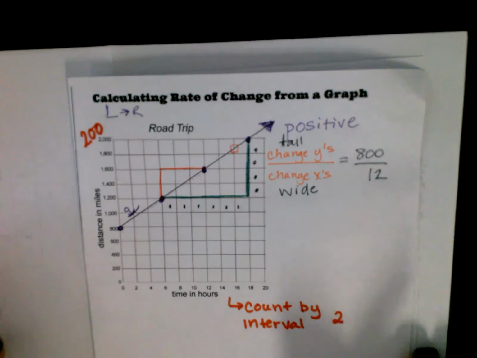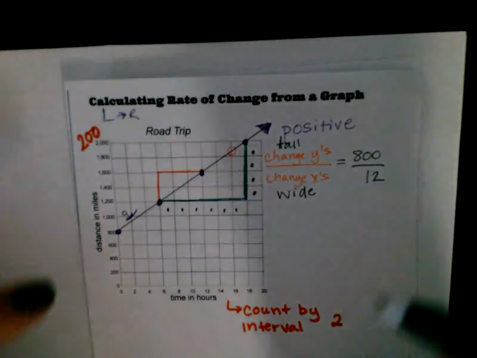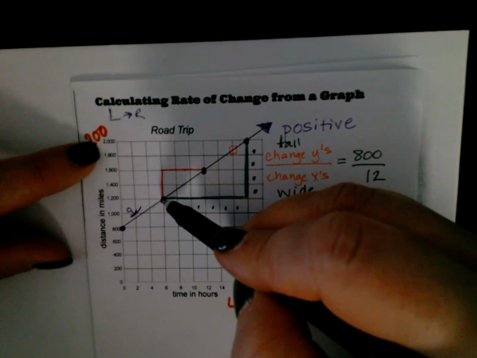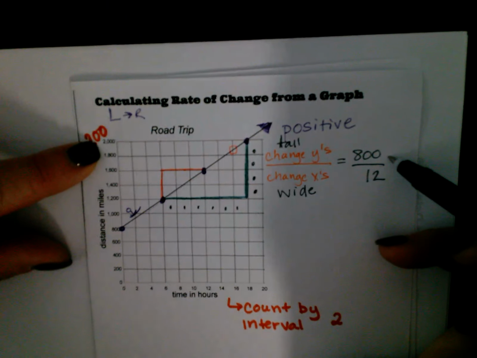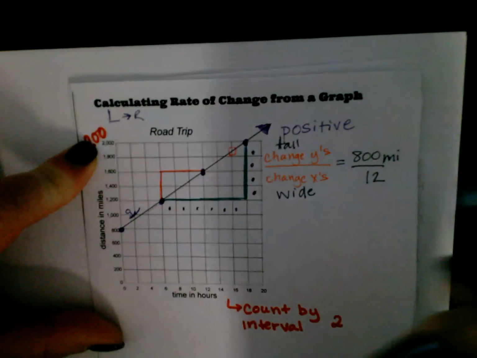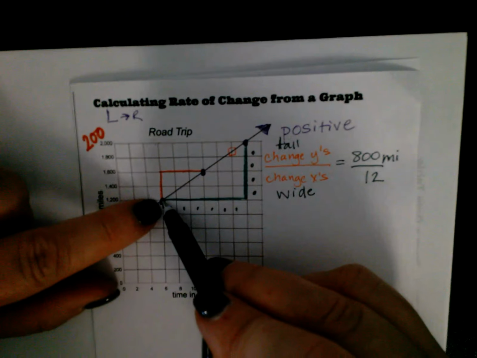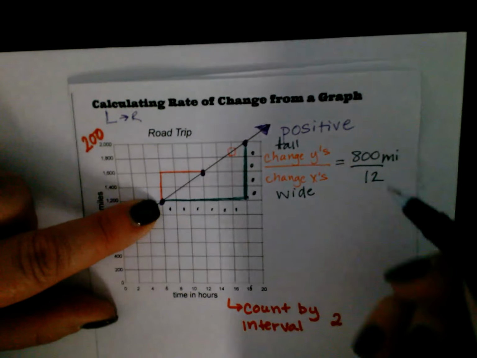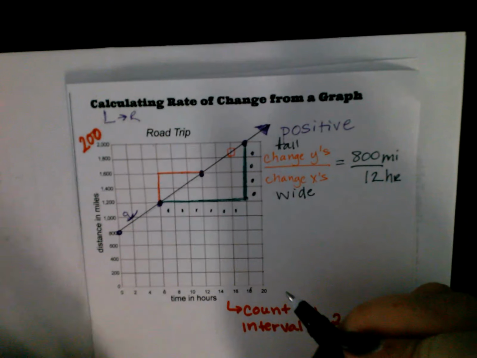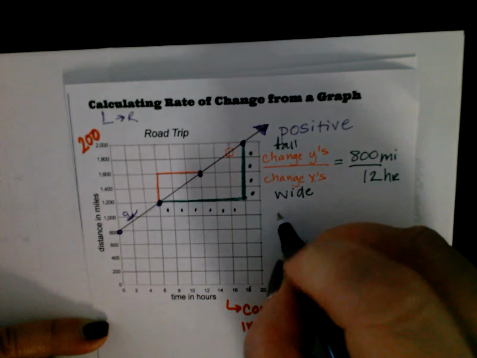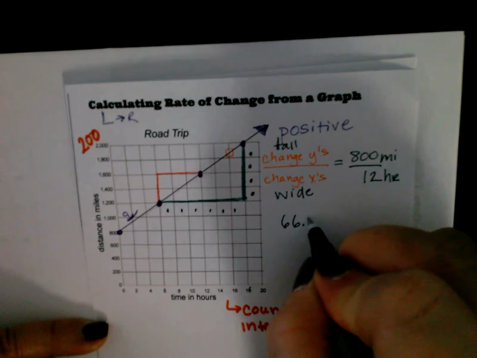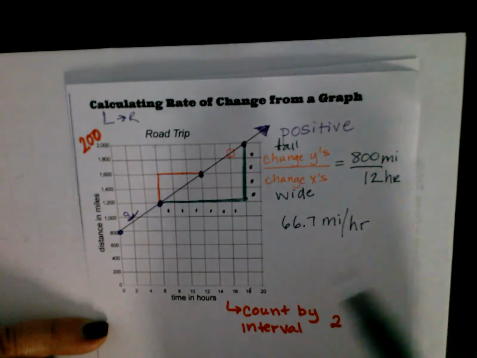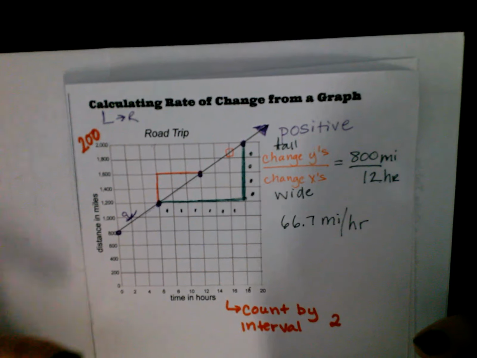All right. So this person, from here to here went 1,200 miles to 2,000 miles. That is a distance of 800 miles. And when he was going 800 miles, it took him 6 hours to 18 hours. That's a total of 12 hours. Using your calculator, top divided by bottom, it means he was traveling 66.7 miles per hour. Top divided by bottom forever.